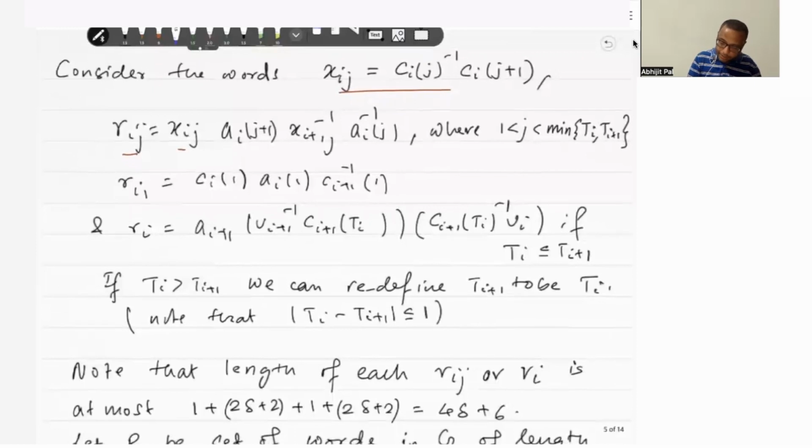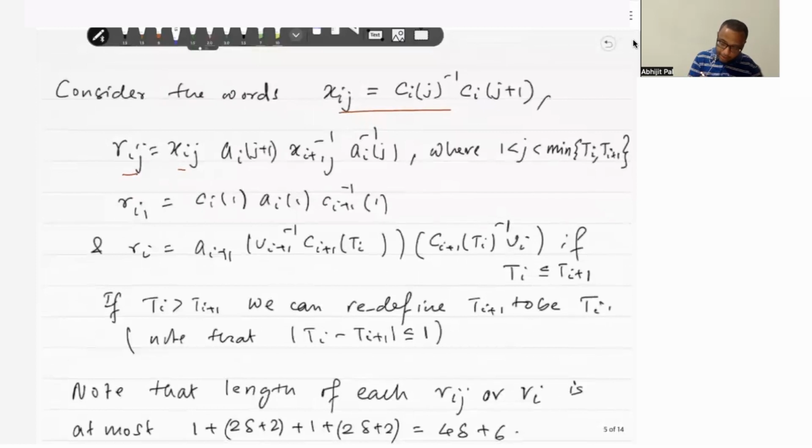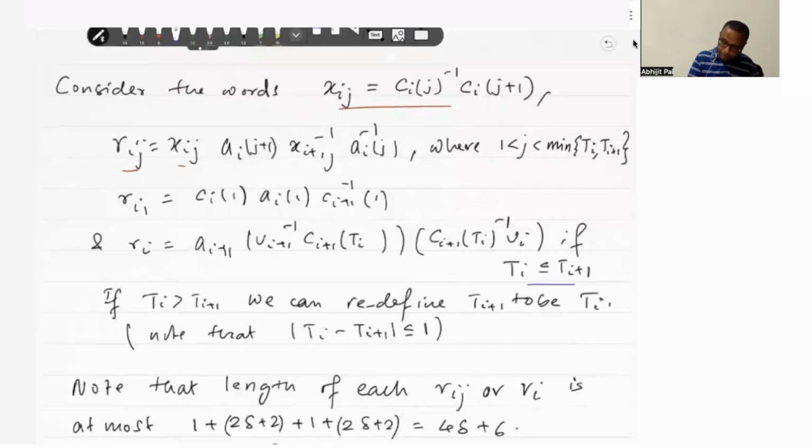And now let us take this Ri to be equal to Ai plus 1, Bi plus 1 inverse, Ci plus 1 Ti, and multiplied by Ci plus 1 Ti inverse Bi, if this Ti is less than or equal to Ti plus 1. Okay.